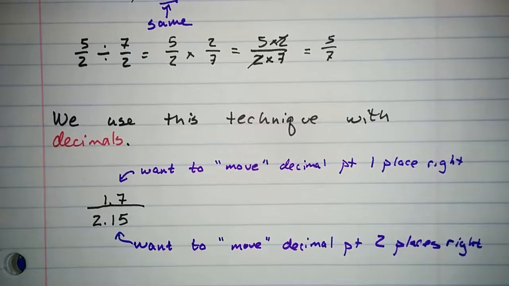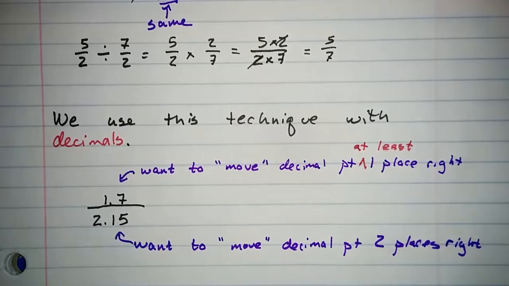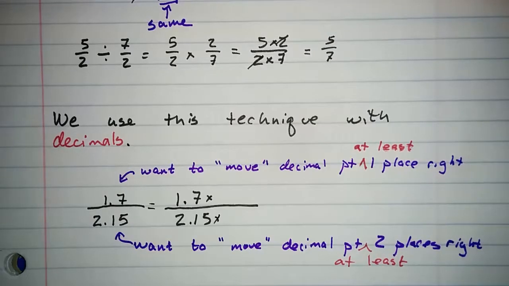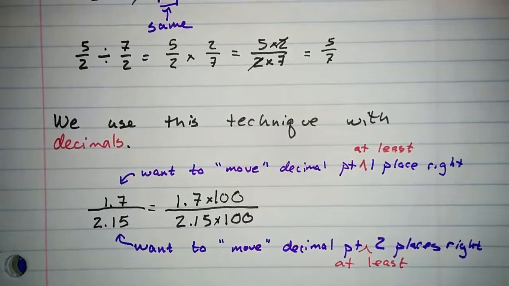But wait a minute. If we have a whole number and we keep moving the decimal point to the right, it's going to stay a whole number, right? It's just going to have zeros on the end. So in fact, we want at least 1 place in the numerator, at least 2 places in the denominator. So we should pick the bigger one. We want to move the decimal point 2 places to the right. Right, so to do that multiplication, let's see. To move 2 places to the right, we want to multiply by a 1 followed by 2 zeros, I think. Let's see if that works.